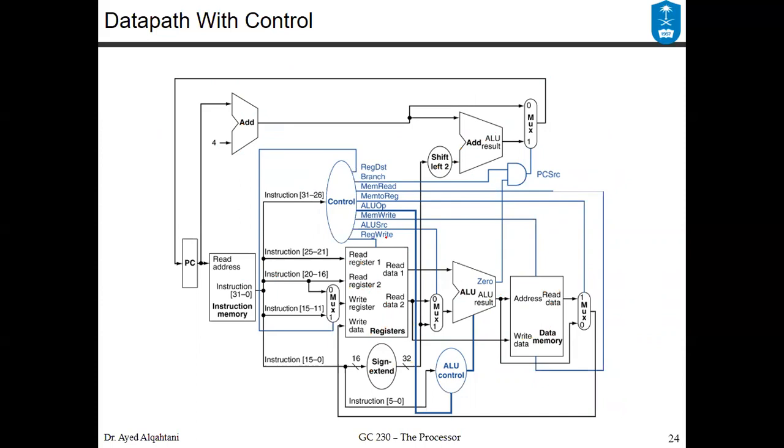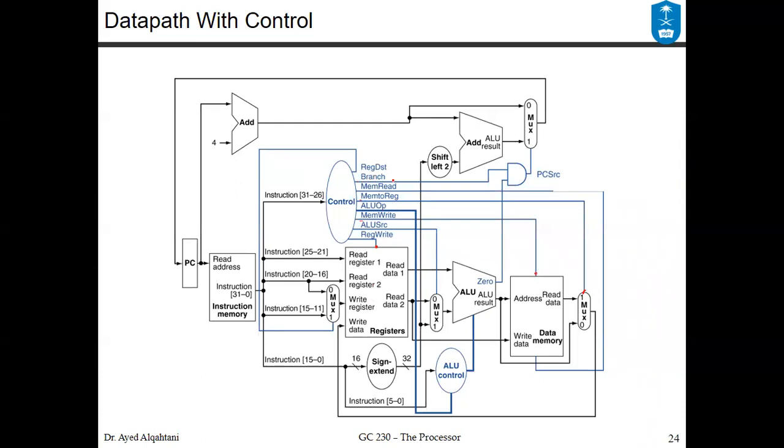Just check the control again. You see the register write goes here in case you want to write back to the register. You know that the ALU source goes to this multiplexer to choose between the register or the sign extended value. This goes to memory write. This goes to memory read. You have also memory to register that goes to this mux. Should you write back the result from the ALU or write the result from the data memory back to the register?